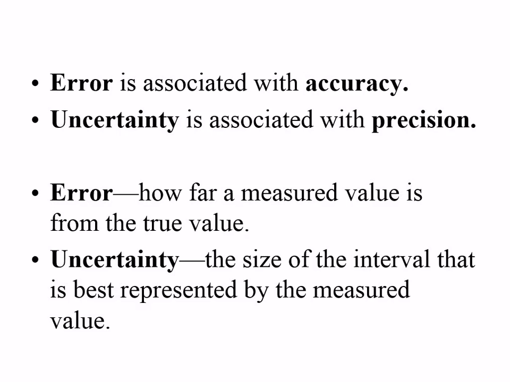So error is how far away the value you measured is from the true value. And uncertainty is the interval, the spread of your measurement. Uncertainty is the size of the interval that best represents the measured value. It's associated with precision.